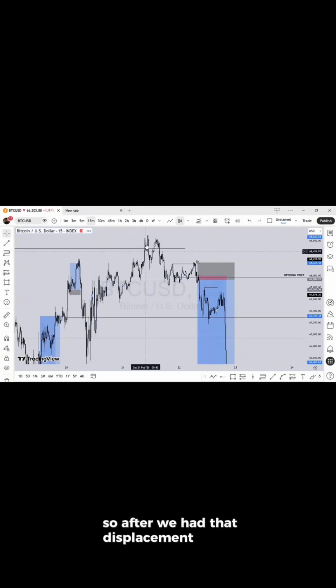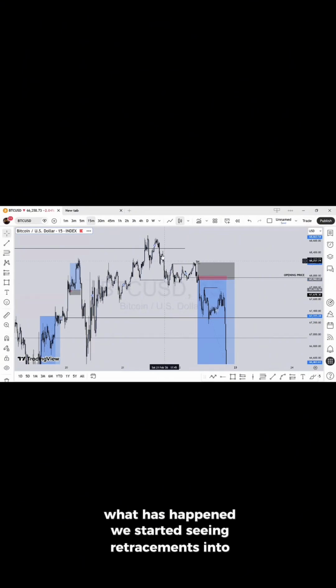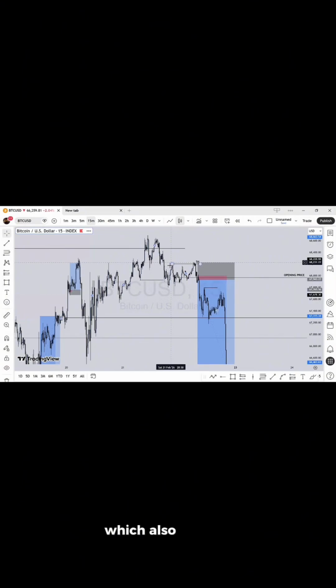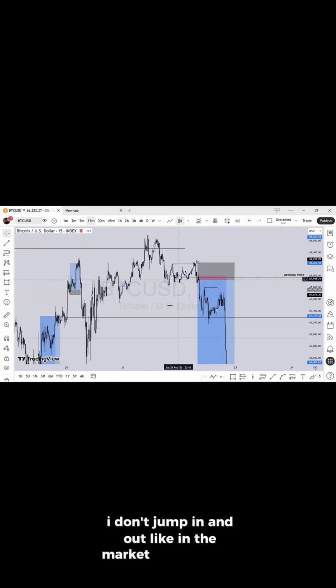After we had that displacement to the upside that took out those liquidities, we started seeing displacement to the downside, which led to structural shifts at this level. After the structural shifts to the downside, we started seeing retracements into the range that led to the shift. You understand? This retracement built up liquidity as well, and manipulated around the range that just created the liquidity. Most traders must have been chasing the ups and downs going on here. But if you know what you're doing, you should stay calm, relax, and be a professional. You don't jump in and out of the market like a newbie, if you feel me.